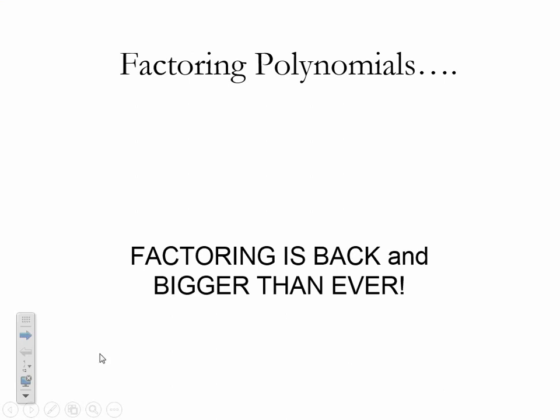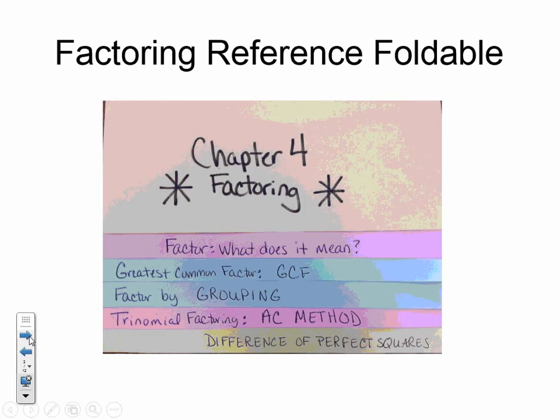So one thing that you might find or need to find in your notes as we go through some examples today is this factoring reference foldable that we made back in Unit 4 when we first started talking about factoring. So that's actually just last chapter ago, but it was months ago really.